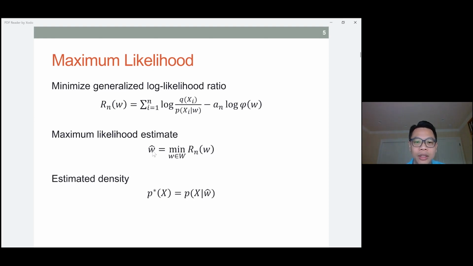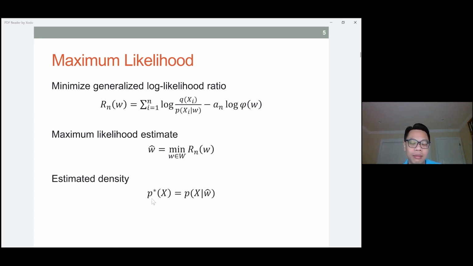And so I'm going to call the estimate W hat. And from W hat, I'm going to get a density for predicting the next data point. And that's going to be P of X given W hat from the model. And this estimated density, I'm going to call P star.